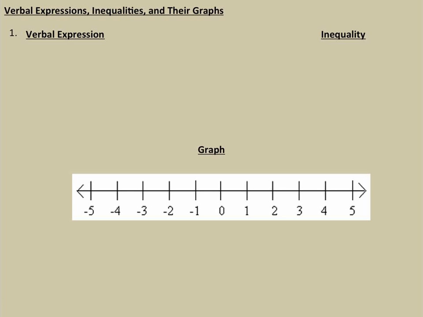So here we go. We have a verbal expression: all real numbers, x, less than or equal to -1. So when I go to write this, any number x less than or equal to -1. I have to remember what these symbols are. That's why I have them written on my sheet, so use your sheet so you get it right.